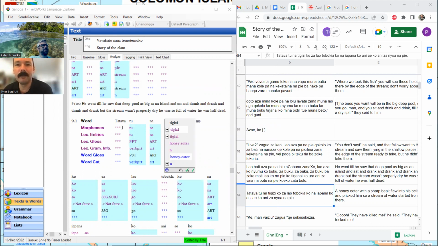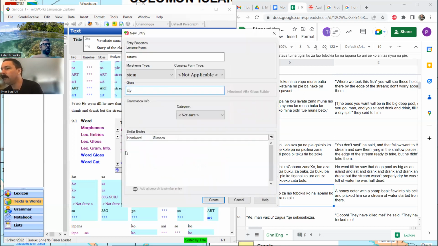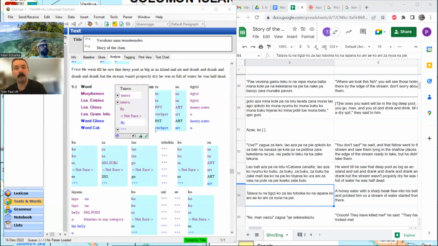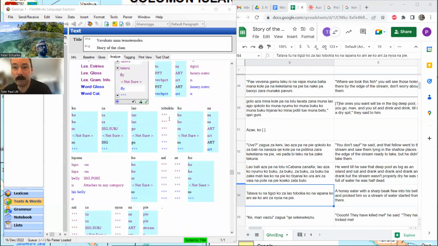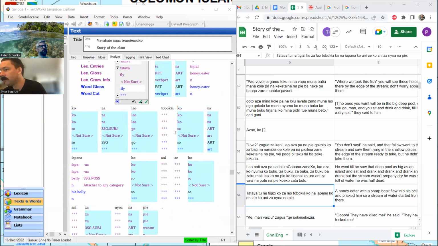So I think Tatava is fly. You know what? We need to identify the sharp beak. Maybe it could be just part of the noun. Maybe it says in the English, a honey eater with a sharp beak, maybe that's just specifying which honey eater. Maybe there are other kinds too. Maybe it's a specific one. Oh, that's a really good idea. We may not actually have a phrase that means sharp beak. There doesn't seem to be, from what we do know here.